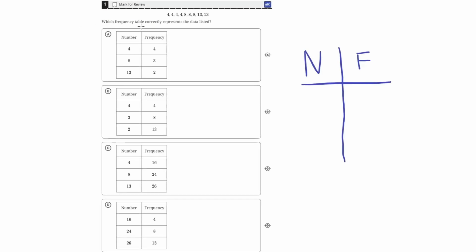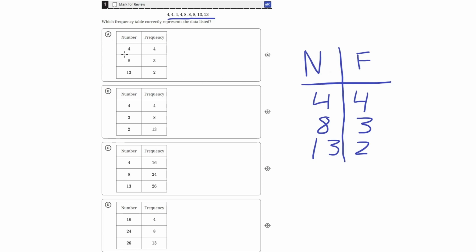Which frequency table correctly represents the data listed? So up here is our data, and in this data the number 4 appears 4 times, the number 8 appears 3 times, and the number 13 appears 2 times. So the frequency table should look something like this.